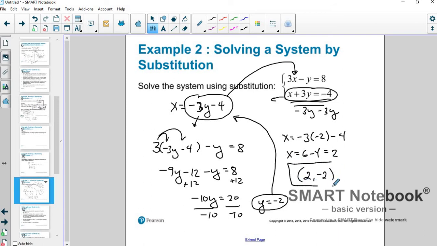One answer. An ordered pair is one answer, a combination of x and y that works in the first equation, 6 minus negative 2 is 8, and works in the second equation, 2 minus 6 is negative 4. Okay? So that is the process of substitution. That's one of your two processes for solving systems.